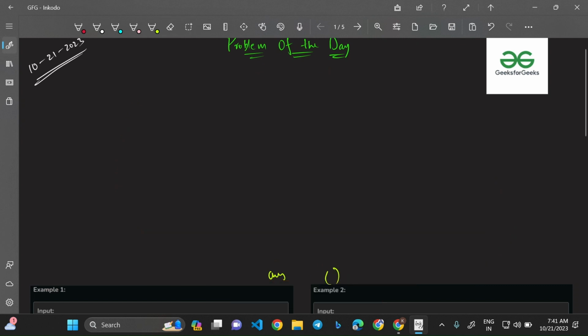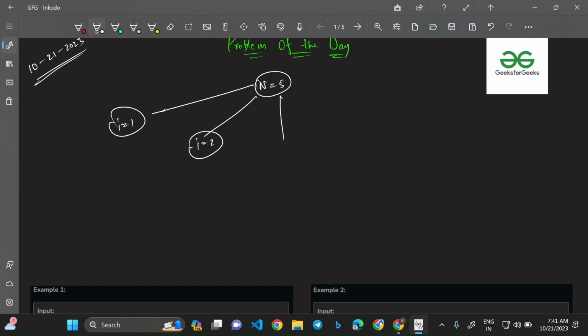So this is done. Now n equal to 5. Let us take the case of n equal to 5. n equal to 5 in the sense, i equal to 1, i equal to 2, i equal to 3, i equal to 4, and i equal to 5, less than or equal to as well. So we need to take all the 5 numbers.